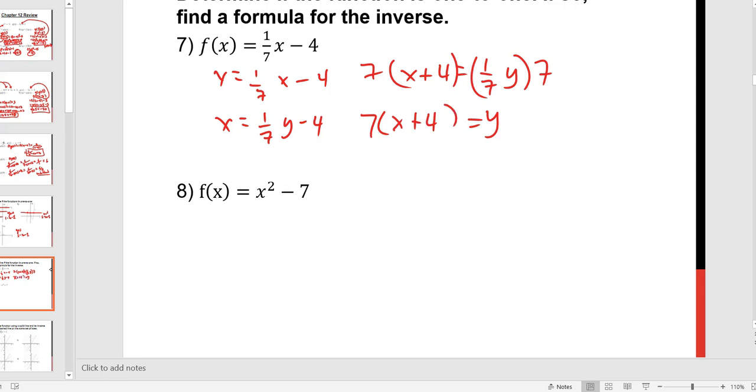Do make sure you write your answer as the inverse function of x is equal to 7 times x plus 4. This one, switching x and y.